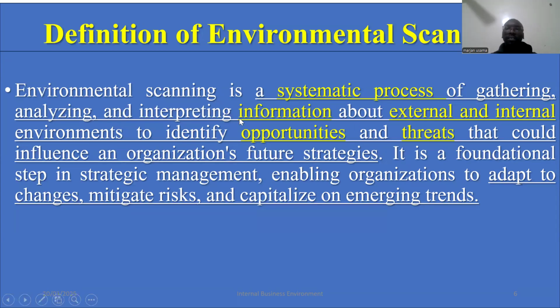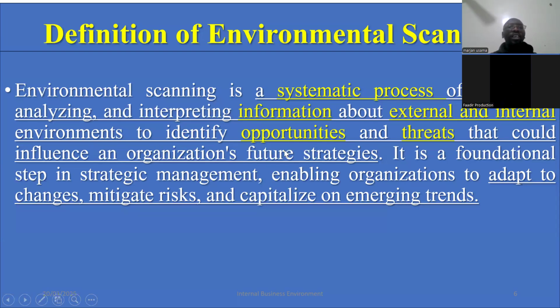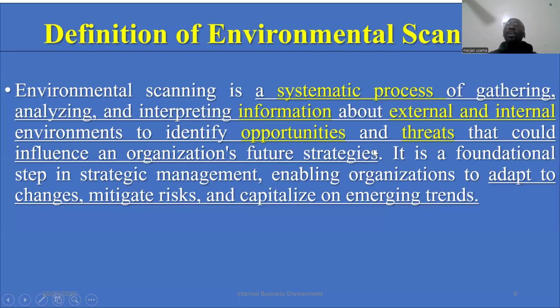So what is environmental scanning? Environmental scanning is a systematic process of gathering, analyzing, and interpreting information about the external and internal environment to identify opportunities and threats that could influence an organization's future strategy. So number one, it is something that is a systematic process.